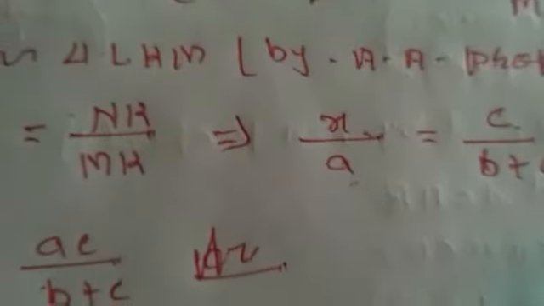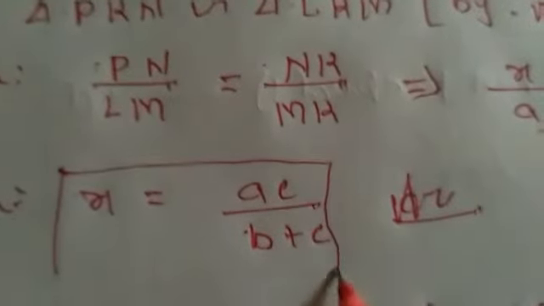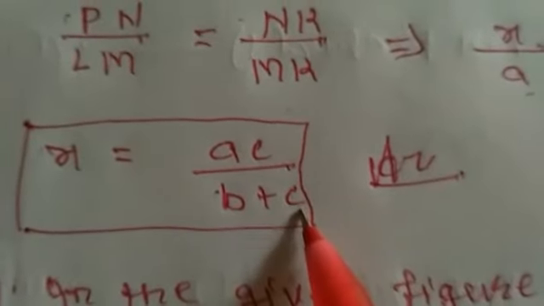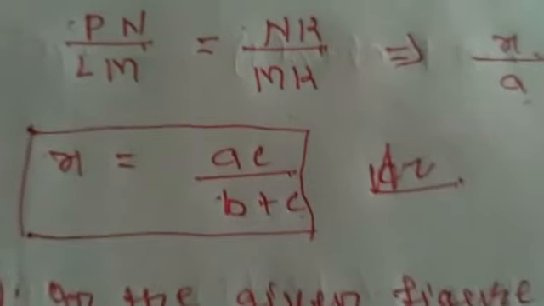Now again cross multiply it. So when we do cross multiplication, x will be equal to AC by B plus C. So here is the required solution, that the value of x has been expressed in terms of A, B and C for this question, and hence this solution completes.